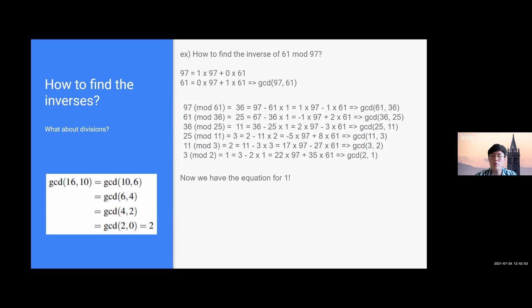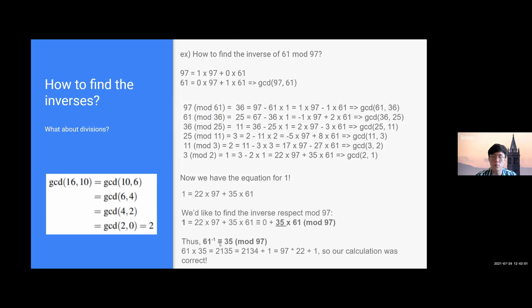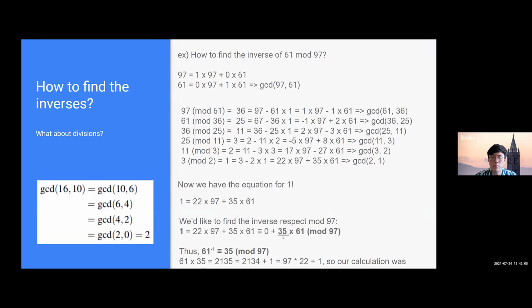Then what you need to do is, we were trying to find the inverse of 61 over mod 97. So you will take the mod 97 on both sides. With this equation, we'd like to find the inverse. If you take the mod 97, this first term gets erased because it's just an integer multiple of 97. So what you have is 35 times 61 is congruent to 1 over mod 97.